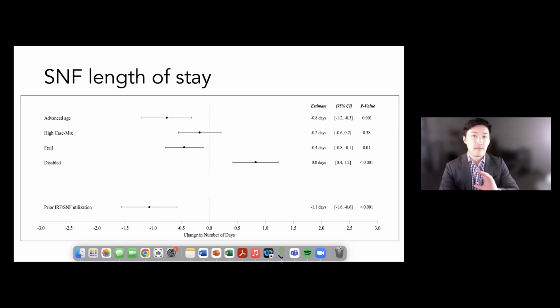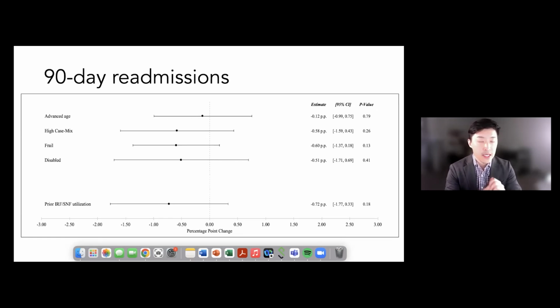We looked at a counterbalancing measure. We thought if SNF length of stay is differentially lower, that might not necessarily be desirable for certain groups if that leads to differentially greater bounce backs or readmissions. So we looked at 90-day readmissions across these groups. And what you can see here is that we saw no differential changes based on the point estimates and the 95% confidence intervals. If anything, the point estimates suggest differentially lower or differentially greater reductions in readmissions. But again, we did not see evidence that any decreases in SNF length of stay were accompanied by differentially greater readmissions, which is reassuring to us in a way.